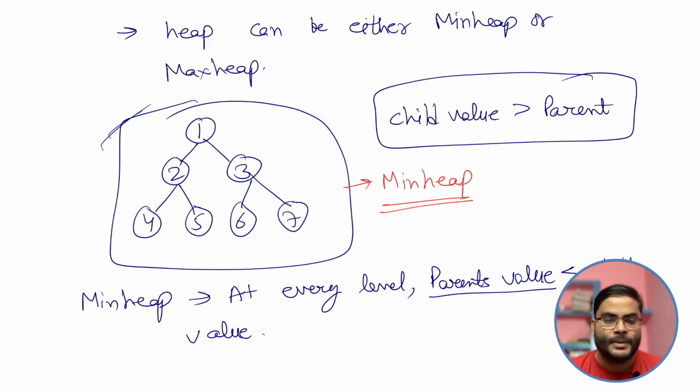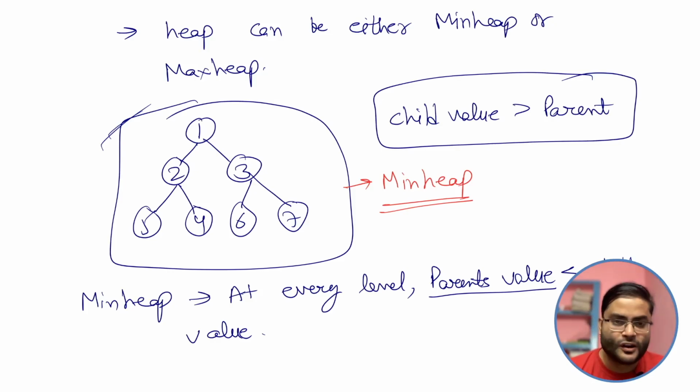Okay, but there is one more case. Are these children related to each other? No. These children have no relation with each other. They only have a relation with their parents. What does it mean? Let's say if I interchange them, then also it is a min heap. If I interchange them, this will be 4, and this will be 5. This is also a min heap, right?